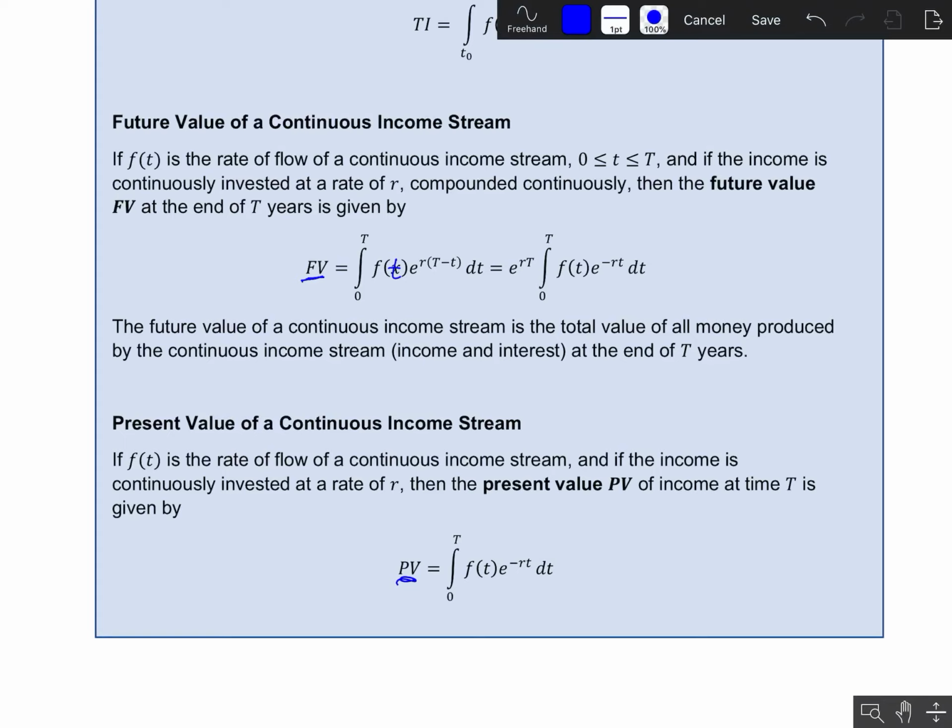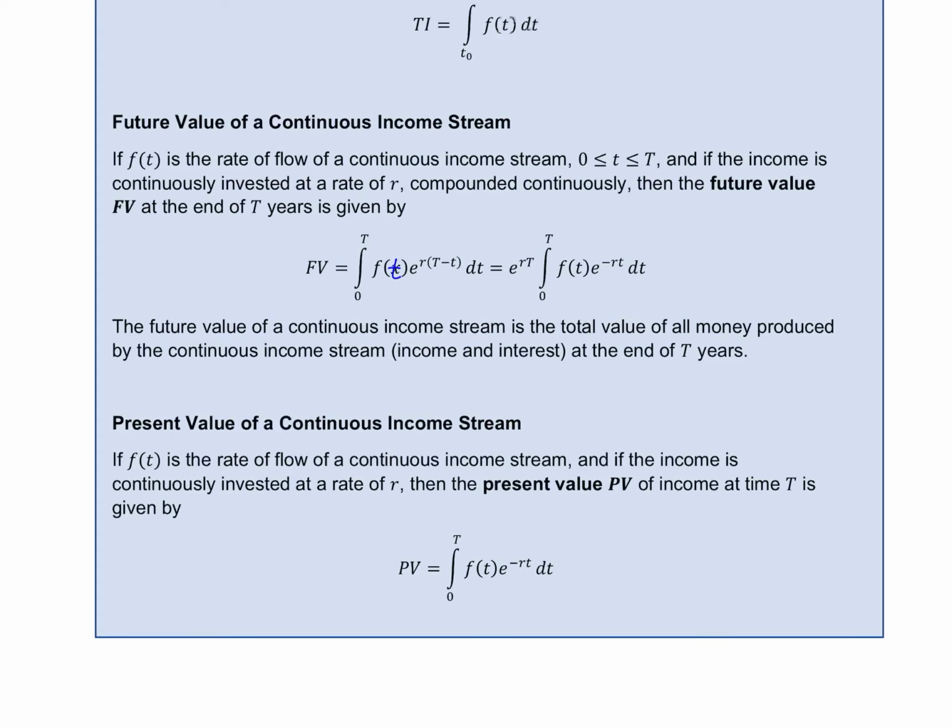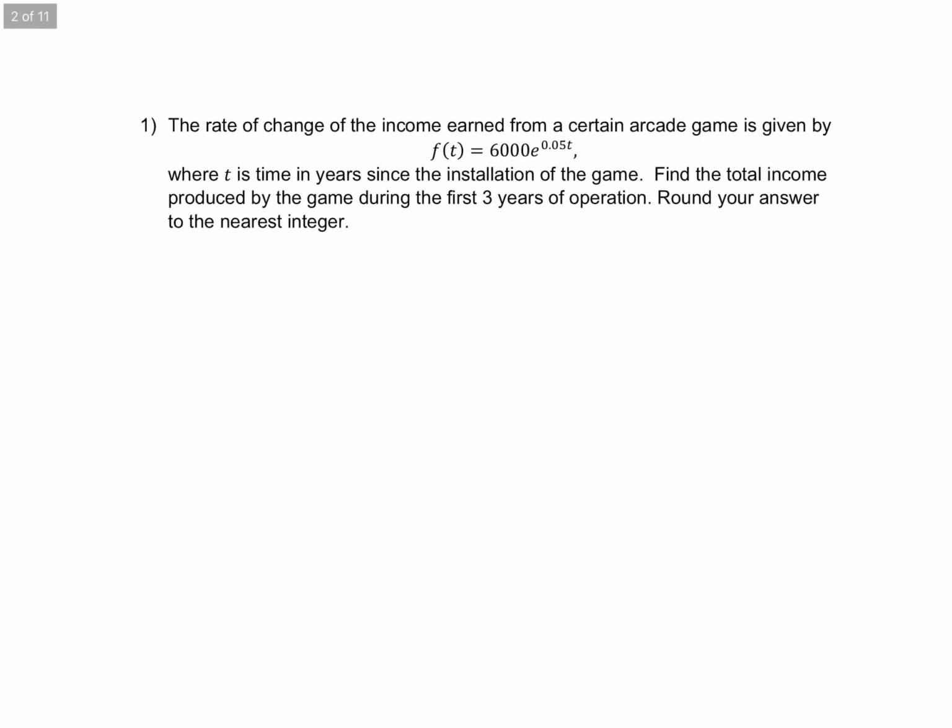I think I'll talk more about these as we get to examples with them so that we aren't just staring at formulas. But I want you to keep referring back to this page as we go through the examples so that you can see which formula we're using and why. So let's first just look at example 1. It says the rate of change of income earned from a certain arcade game is given by this f of t function, where t is the time in years since the installation of the game. Find the total income produced by the game during the first 3 years of operation.